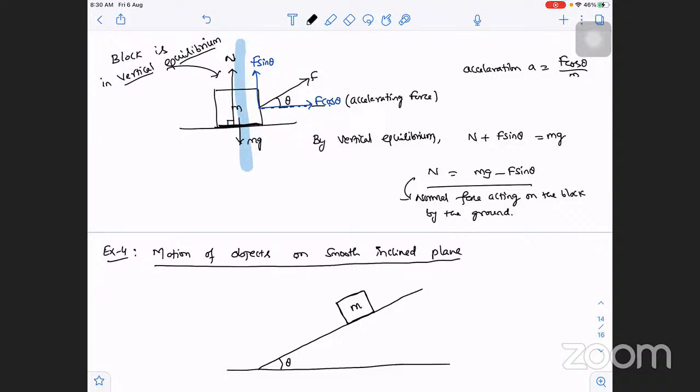I don't know what you are asking about. I'm asking what is the acceleration of the block. Find the acceleration of the block with which it will come down. That should not be there.